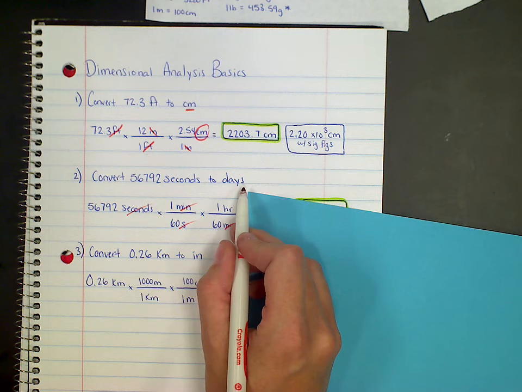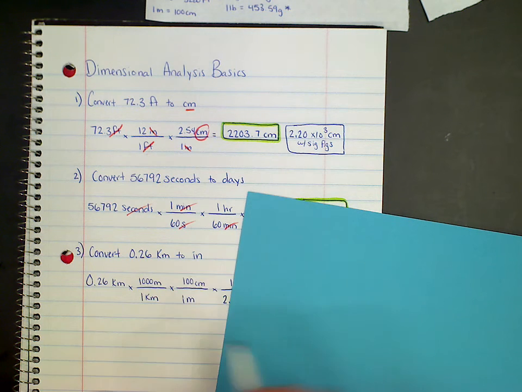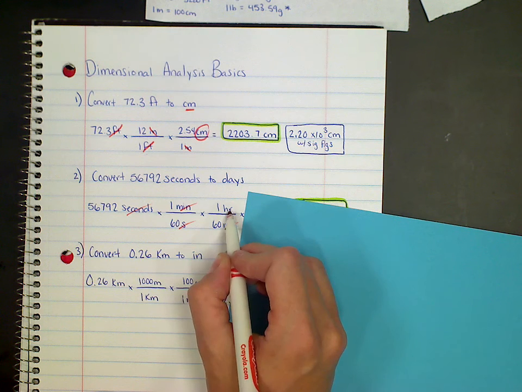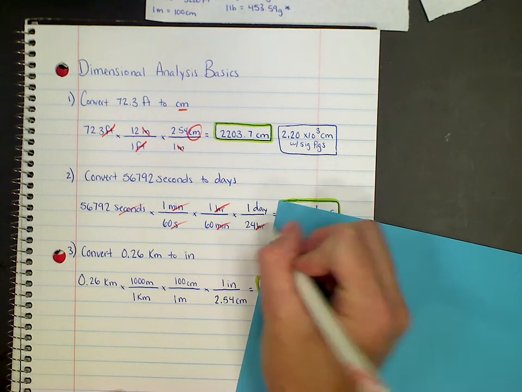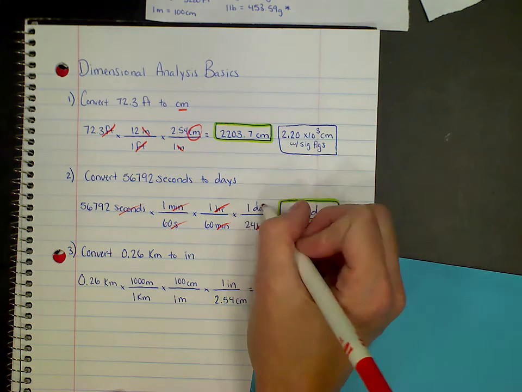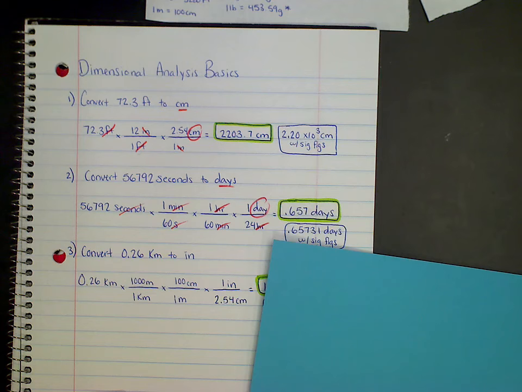so we think, okay, how do hours and days relate? I know that there is 24 hours in 1 day, and because hours was on top, we know that hours has to be on bottom of the next conversion. So now hours and hours are going to be crossed out, leaving us in days, which is the unit that we wanted. Okay?